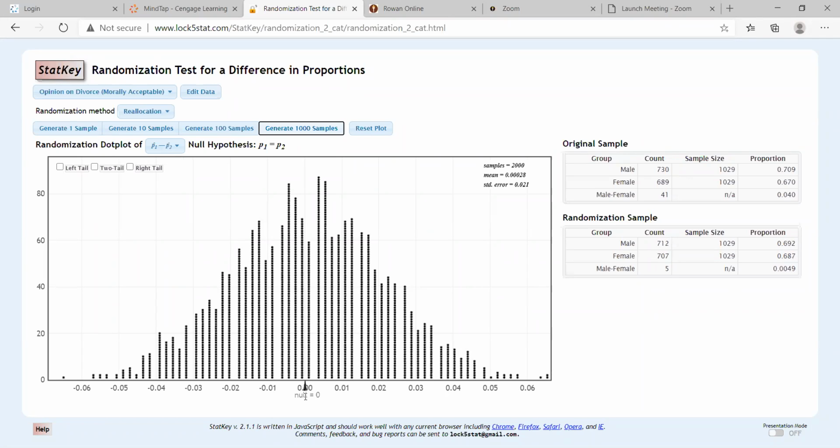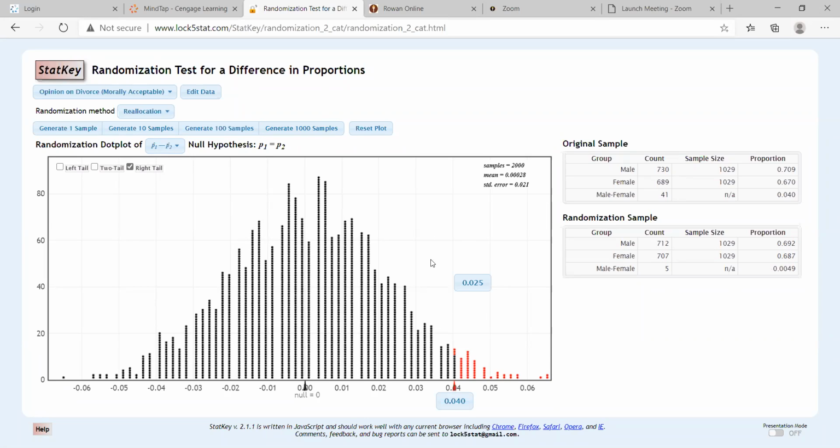Okay, null is here. And again, the alternative hypothesis is that we believe males are more willing to say divorce is morally acceptable than females. So that means P1 minus P2 is greater than 0. All right, so we're going to do a right tail test. Does that make sense? It's right tail, right? Because P1 minus P2 is greater than 0. The greater than symbol means right tail.